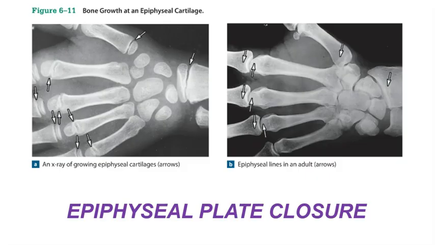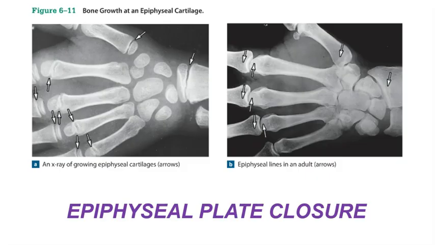So as adolescence ends, mitosis of the cartilage in the epiphyseal plates tends to slow, and eventually the bone that is replacing that cartilage will catch up to the growing end of the cartilage and completely eliminate that cartilage from the epiphyseal plates. And this process is called epiphyseal plate closure. So once the cartilage is completely replaced by bone, the bones will stop growing longer.